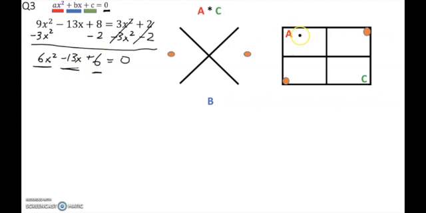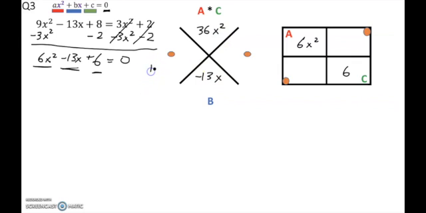So up top we have our 6x squared, and on the bottom right we have our C term, which is 6. Now up top here we have our A term times our C term, so 6x squared times positive 6 should give us 36x squared. And on the bottom here we should have our B term, which is negative 13x. Now we need two terms that multiply to get 36x squared and add to get negative 13x.